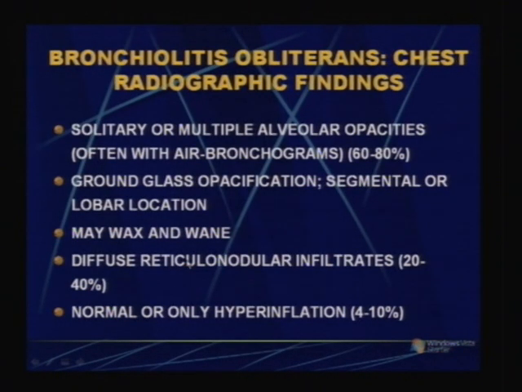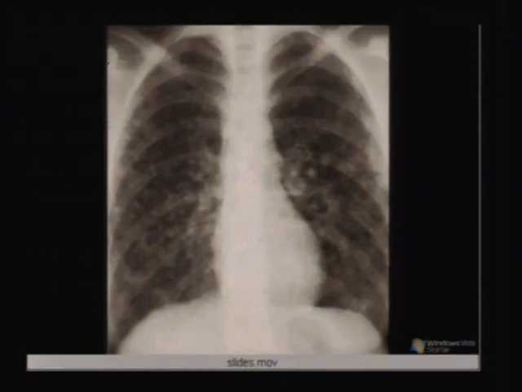In some cases there can be solitary or multiple alveolar nodules in these cases. So there is ground glass opacification, which can be segmental or lobar in location. The shadows may wax and wane, and there can be a diffuse reticular nodular infiltration. This is a case of bronchiolitis obliterans. Here you can see diffuse reticular nodular shadows along with cystic changes involving both the basal areas.